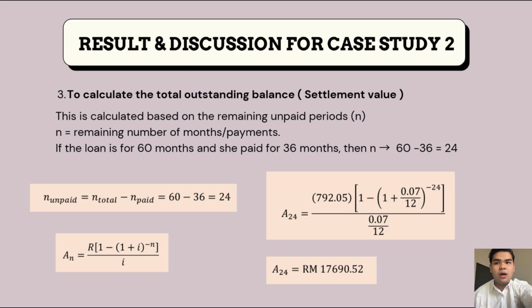A = R × (1 - (1 + i)^-n) / i. After we substitute all the values, it becomes RM 792.05 multiplied by (1 - (1 + 0.07/12)^-24) / (0.07/12). So the total outstanding balance is RM 17,690.52.